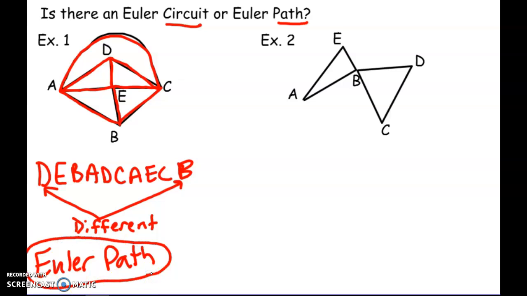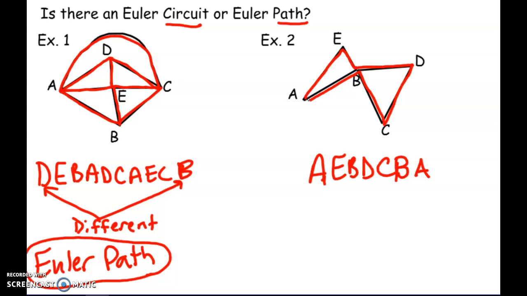Okay, let's try the next one. Go ahead and start at A. Why don't you guys pause it and see what you come up with. See if it's an Euler circuit or an Euler path, and then write down the order that you wrote your letters in. All right, so I went from A to E to B to D to C to B to A. There's a lot of different ways you could have made that same path, but the key is noticing that the first and last letter are the same. So this would make an Euler circuit.